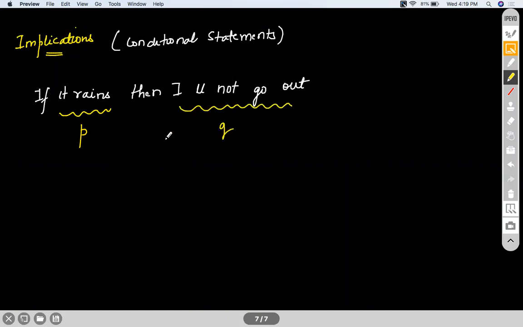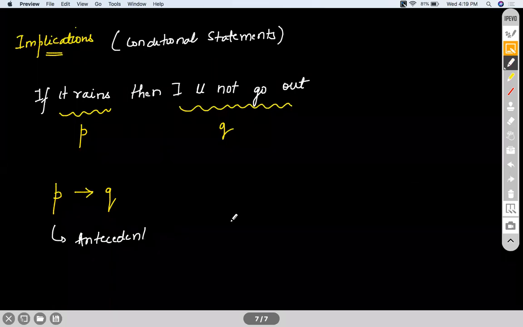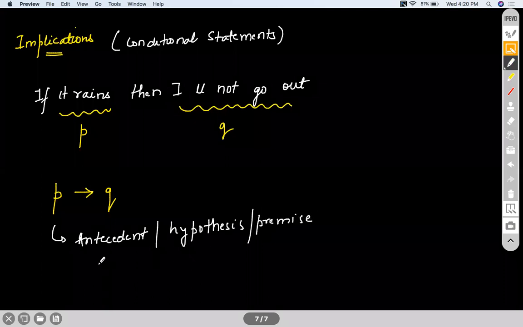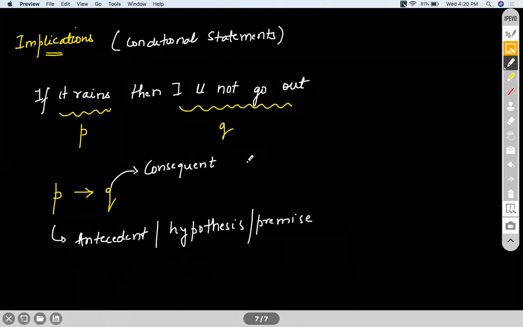And if P then Q is symbolically represented as P single direction arrow Q. Where P is sometimes called the antecedent. Many books will call it the hypothesis. Many books will also call it the premise. Q is called the consequent. Some books will call it the conclusion.